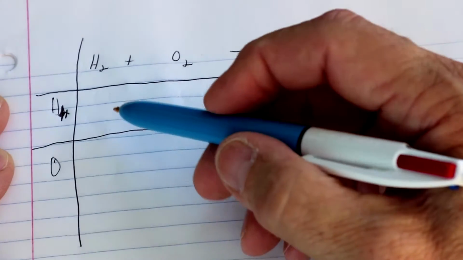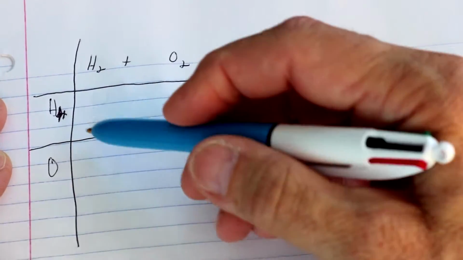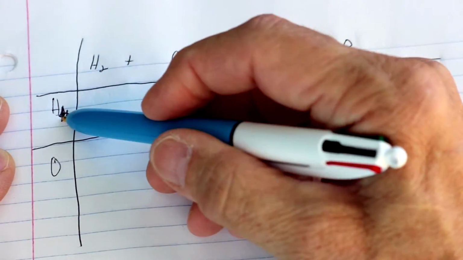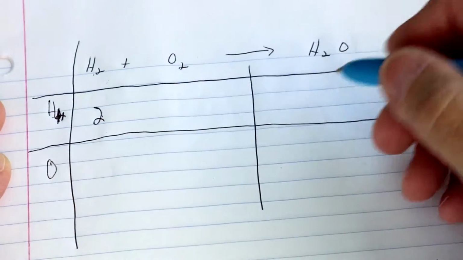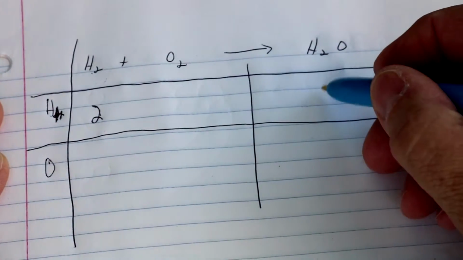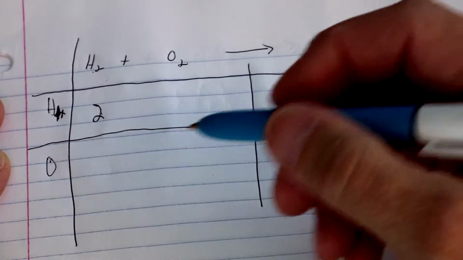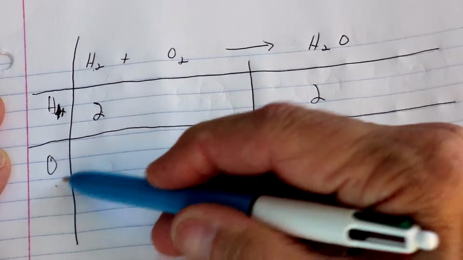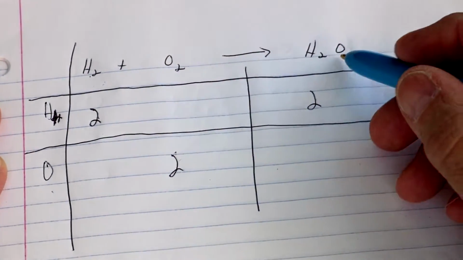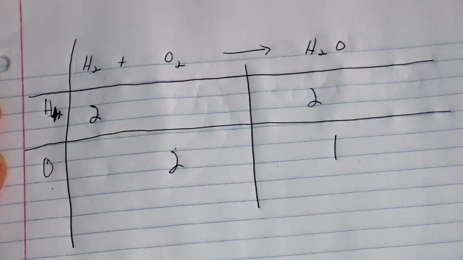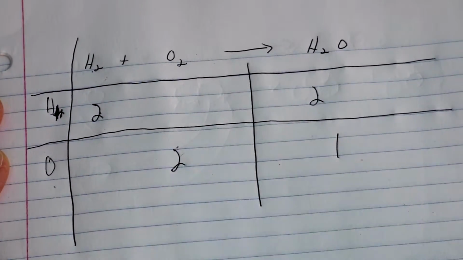So now the next thing you do is you take inventory after you make your chart. You have hydrogen atoms, we have 2 here, H2. So you put the number 2. Over here in the H2O, you also have 2 hydrogen atoms. So that works out well. Oxygen here, you have 2 oxygens. So you put a 2 there. And over here you only have 1 oxygen. So there's the problem.